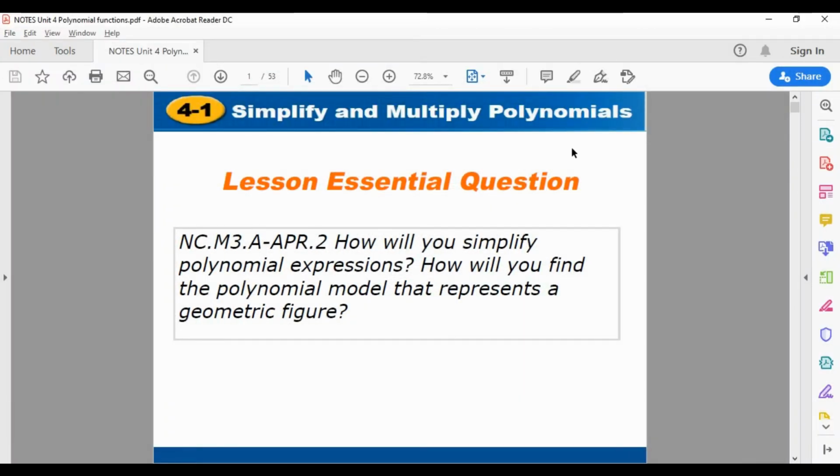Hello everyone. Today we're going to be looking at polynomials and how we're going to be simplifying and multiplying polynomials. How are we going to simplify the polynomial expressions, and how will we find a polynomial model that represents a geometric figure?